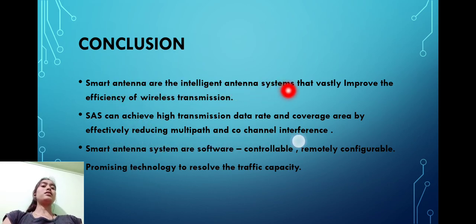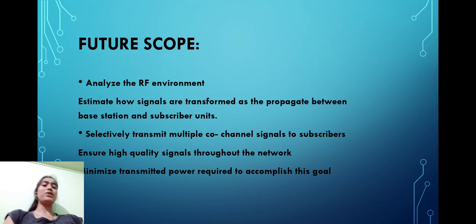Smart antennas are intelligent antenna systems that vastly improve the efficiency of wireless transmission. A smart antenna system can achieve high transmission data rate and coverage area by effectively reducing multipath and co-channel interference. Smart antenna systems are software controllable, remotely configurable, and a promising technology to resolve traffic capacity.